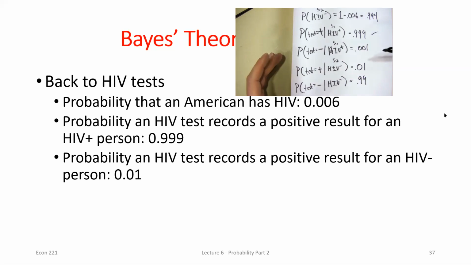So I now have all the probabilities I could need to solve that Bayes theorem problem. So we'll work through that here in just a second. Okay? But before I move on, everybody okay with this? Any questions on this? We're okay?